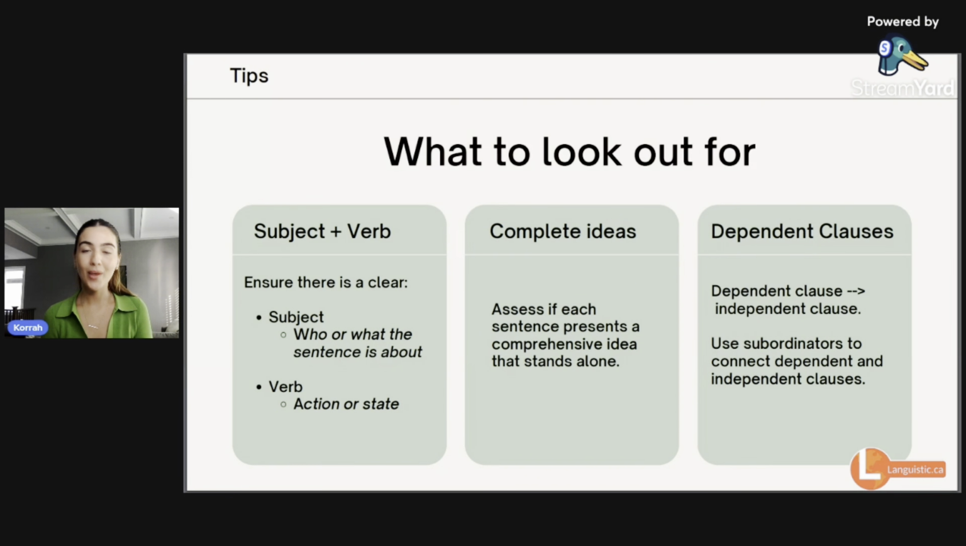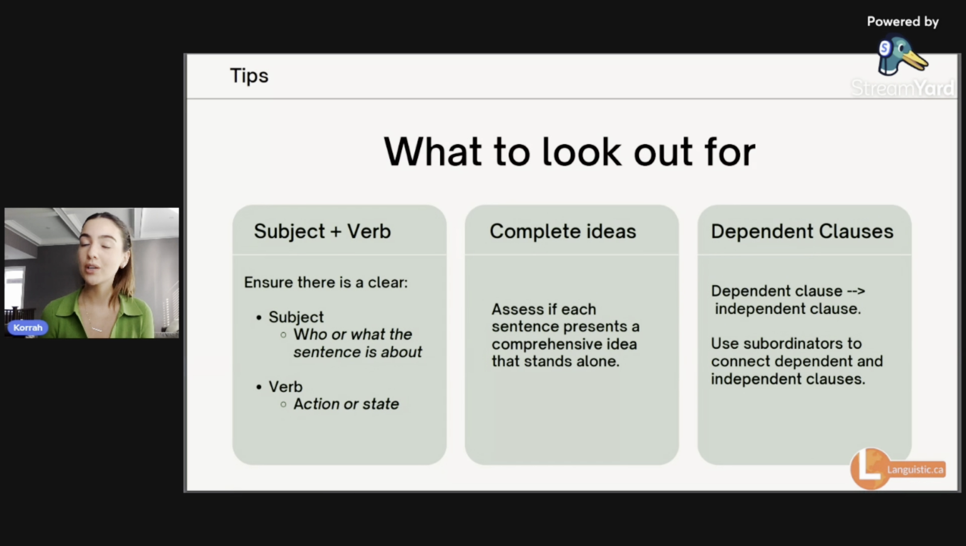And finally, we have dependent clauses. Ask yourself, is this a dependent clause? Does it need to be linked to an independent idea? And if it does, that's fine. You can use a subordinate conjunction. So what is a subordinate conjunction? This is kind of like a transition word, something to link the two. Examples of subordinate conjunctions are although, while, since.